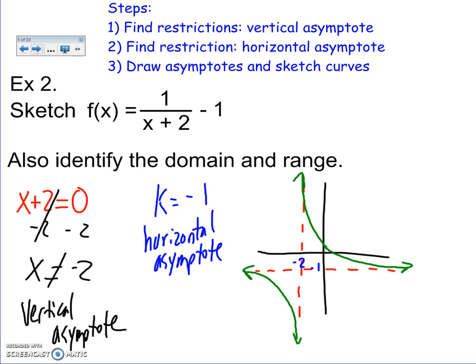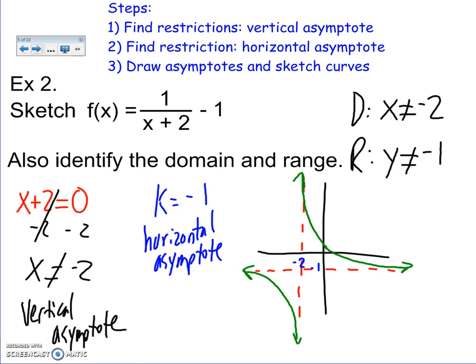That's the domain and range. Domain. Notice it goes left forever, right forever, but there's one x value we do not use, and that was negative 2. So x cannot be negative 2. Everything else but that. Our range, it goes down forever, negative infinity, up forever, positive infinity, but we never cross y equals negative 1. So everything but y equals negative 1.